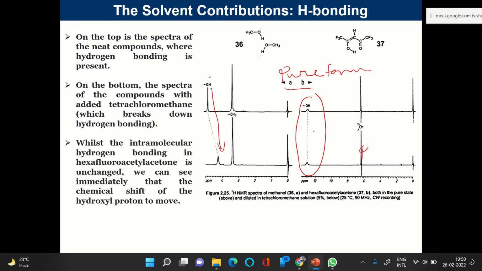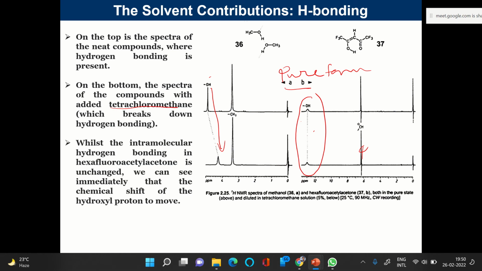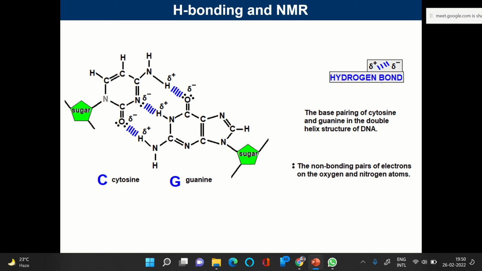Yeah, so this is the point I already stated, that when you dissolve it in tetrachloromethane, it breaks down the hydrogen bonding. There is no hydrogen bonding interaction between the molecules, and this happens. Similarly, it is also very helpful in biology.